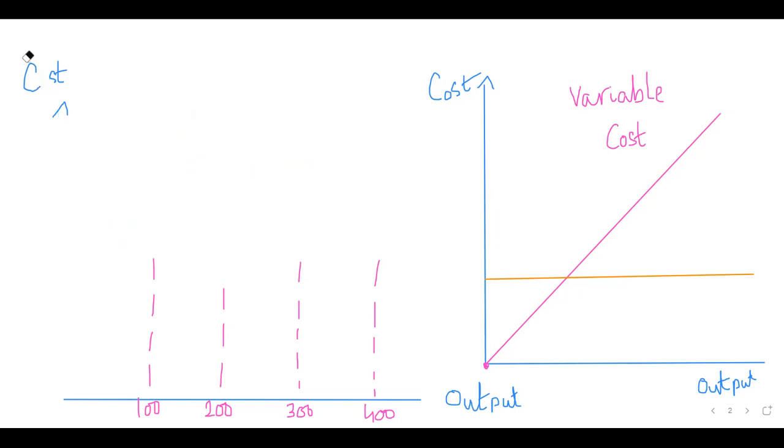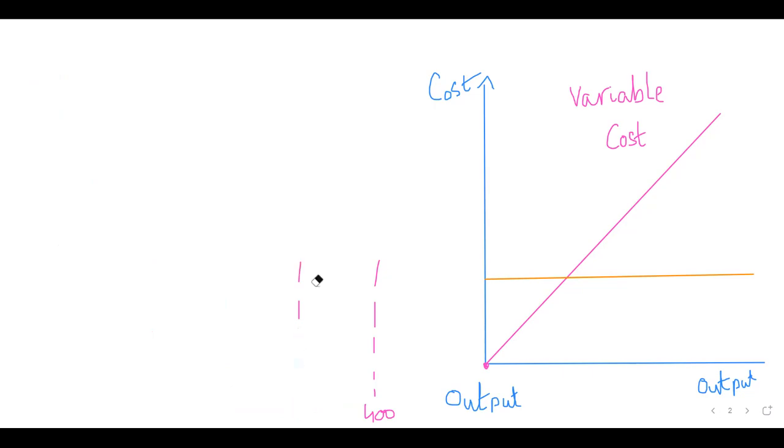Now, what is total cost? Total cost is the sum of these two costs, as we discussed. When you add these two up, that gives you the total cost. Now, have a look at this. Your total cost will start from the point of fixed cost, and it will be parallel to your variable cost. Preet, do you understand?